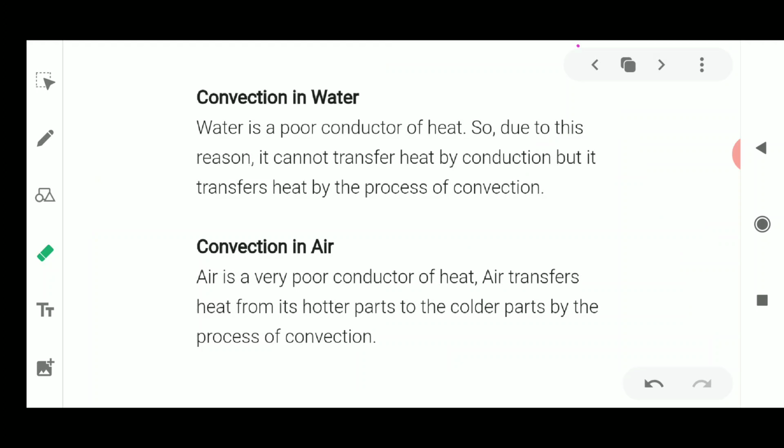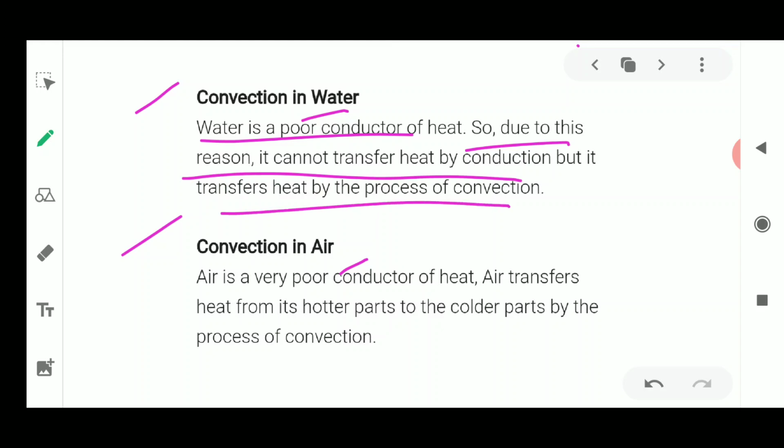Next, two things could be seen. Convection is seen in water, and convection is also seen in air. I told you that convection is a mode of heat transfer in liquids as well as gases. For example, water is a poor conductor of heat, so it cannot transfer heat by conduction because the molecules are away from each other. So it transfers the heat in the form of convection.